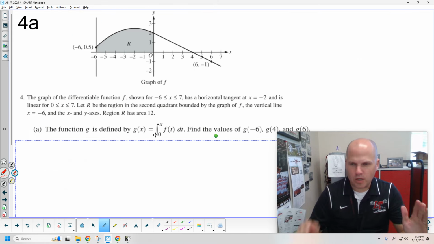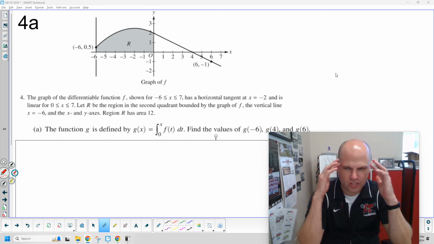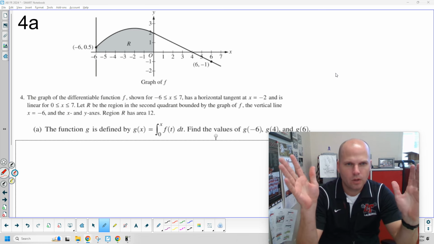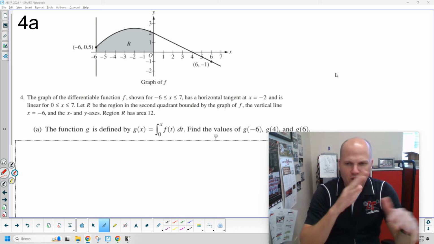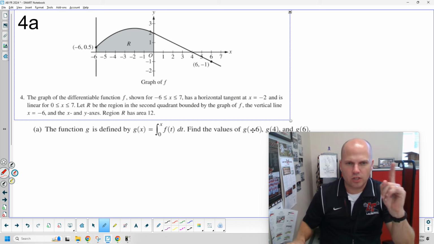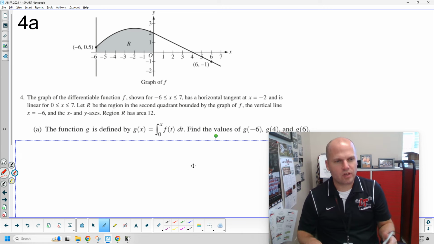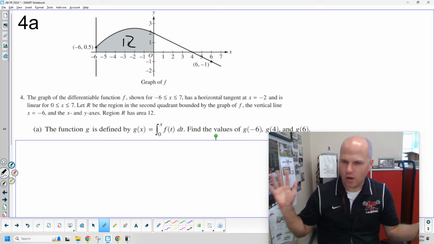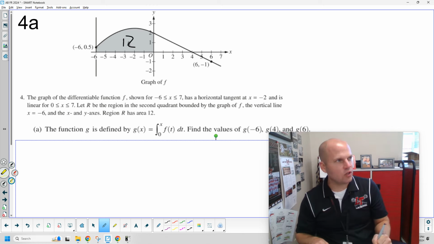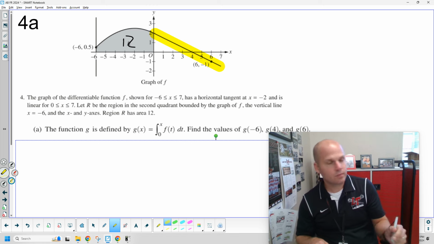Okay, this question was our function analysis question, but it ended up being very much just like an integral question for very different reasons. We started with g equaling the accumulation of f. They told you that this region R had an area of 12. We actually used that once. We actually used the fact that this is a linear equation more than once.